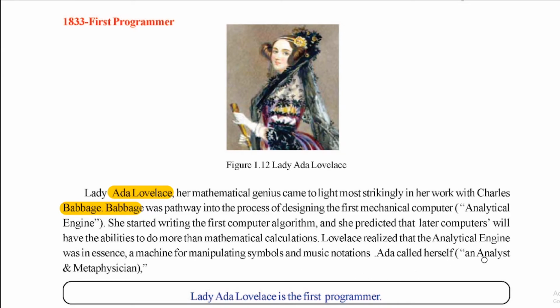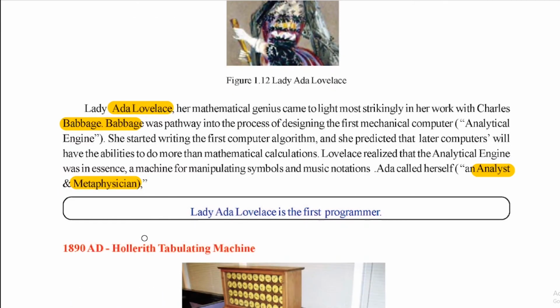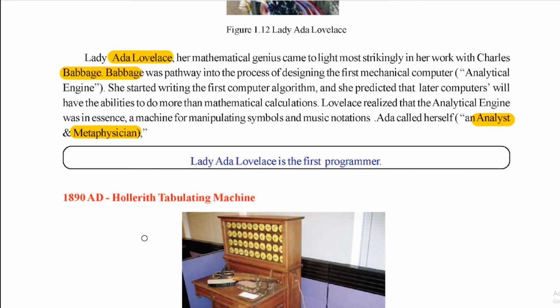Ada called herself an analyst. Today we have software engineers: I'm an analyst, I'm a designer, I'm in testing, maintenance. She called herself something like a metaphysician. So if they ask who is the first female programmer, who is the first programmer, that is Lady Ada Lovelace. She first wrote instructions for the machines, like programs, how we do it.